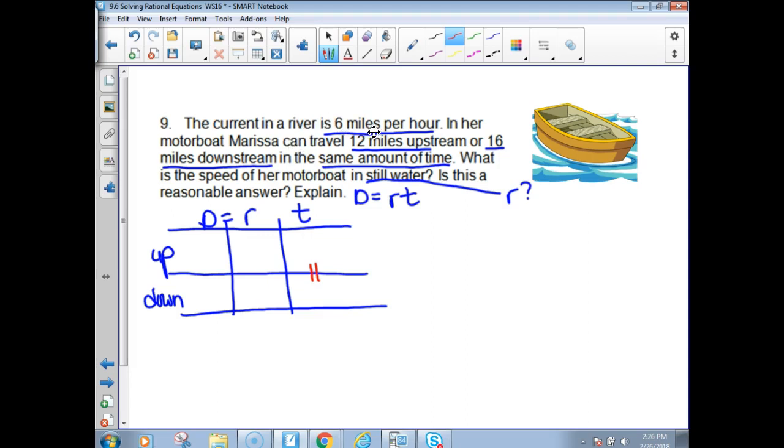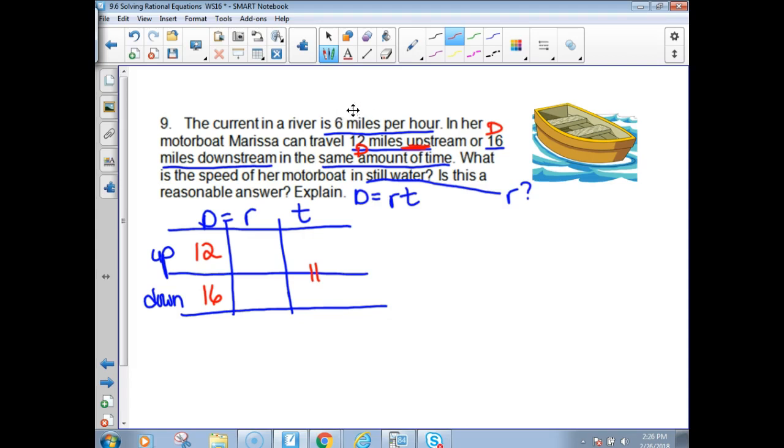The current is 6 miles an hour. She gets to travel 12 miles upstream. So where can I put that? 12, you're going how far? That's your distance, right? So that would go in upstream. So that's here, 12. And 16 miles downstream. So I'll put the 16 under D there. Those are D's. Those are distances.